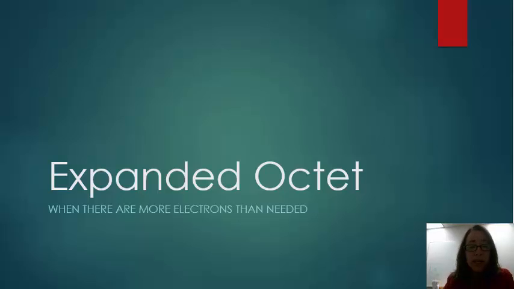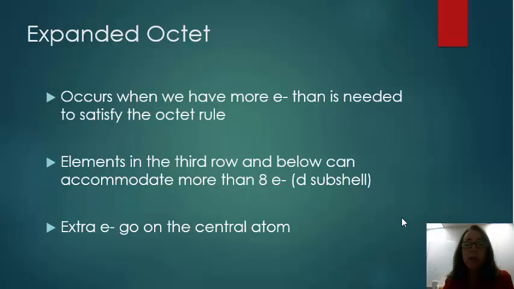An expanded octet occurs when you draw a Lewis dot structure and there are more electrons than needed to satisfy the octet rule. So we want to remember that elements in the third period and below can accommodate more than 8 electrons, because at n equals 3, or the third shell or third energy level, that's when the d subshell becomes available. So the n equals 3, the third period and below, all have d subshells available to use.